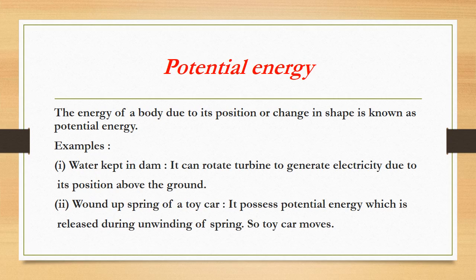Now, potential energy. What is potential energy? The energy of a body due to its position or change in shape. So you can remember it like PP: potential energy, position. The energy of a body due to its position or change in shape is known as potential energy. Examples: water kept in a dam, it is in a position, or a wound spring of a toy car. Unwinding the spring is due to the change in shape. Anything due to position or change in shape is known as potential energy.